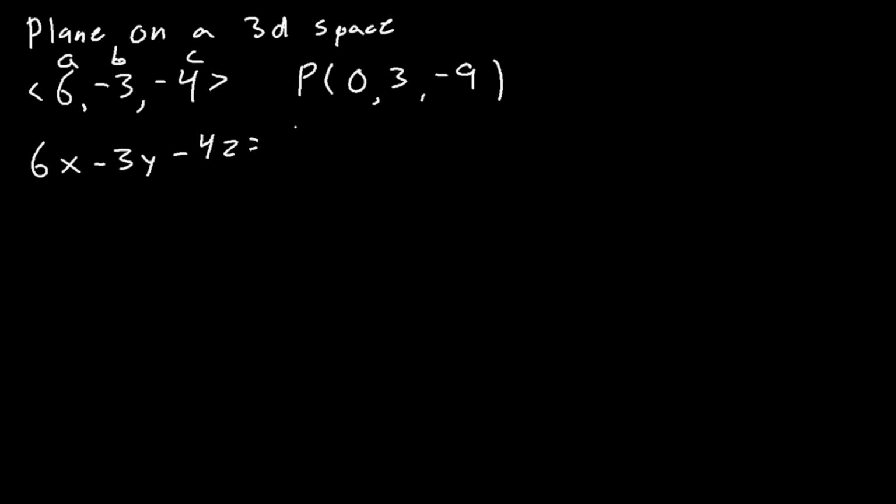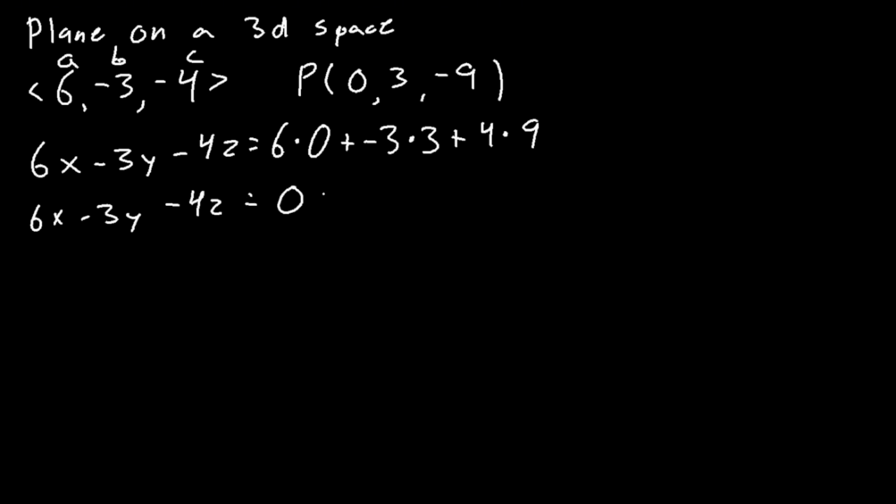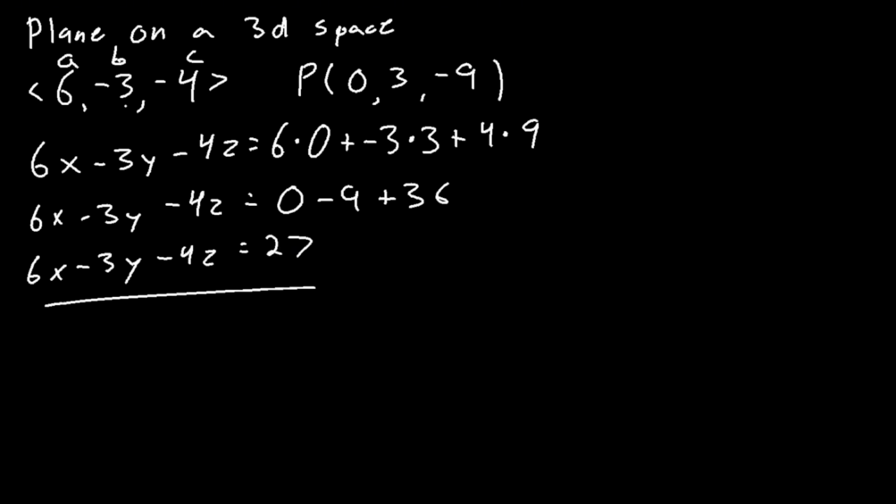Let's undo all that. Okay. So 6 times 0 is just 0. -3 times 3, plus -4 times 9, which is just 4 times 9. This turns out to be 3y minus 3z is equal to 0 minus 9 plus 36. Simplify all that even further, and we get 27. So this is the equation for this plane.